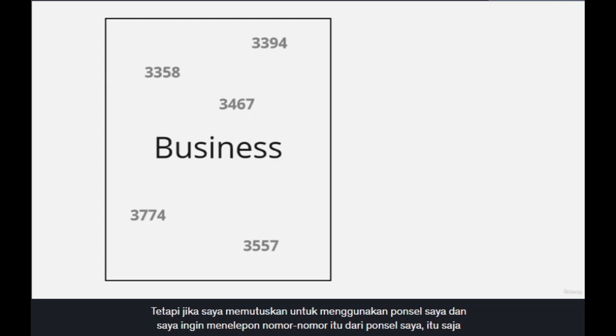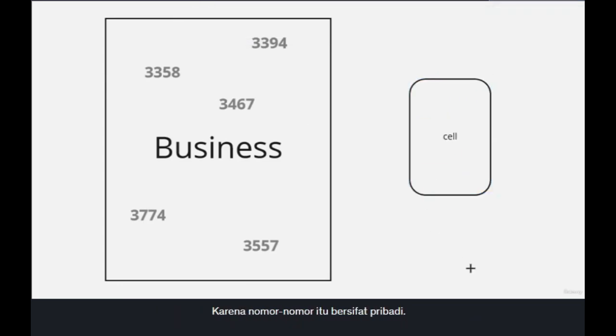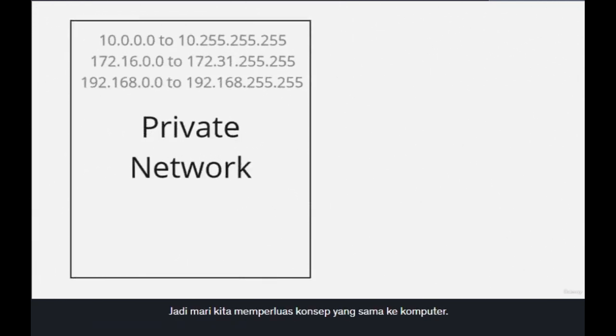But if I instead decide to use my cell phone and I want to call those numbers from my cell phone, that's not going to work because those numbers are private. They're extensions that only make sense inside that little isolated phone system. They're not globally unique, like a real phone number, which is globally unique. That's sort of like a public and private IP address. So let's extend the same concept to computers.